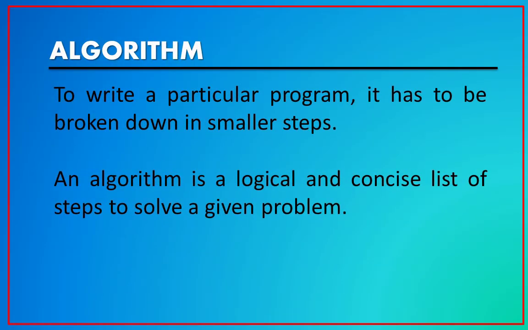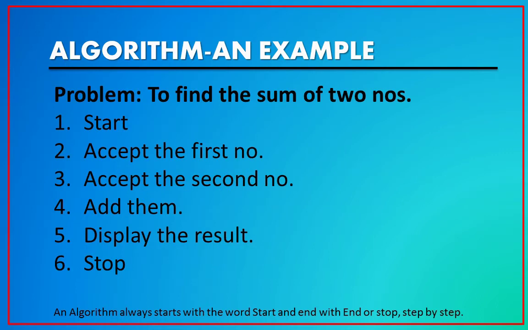Next is the algorithm. To write a particular program, it has to be broken down into smaller steps. That means a step-by-step approach. We can define an algorithm as a logical and concise list of steps required to solve a given problem. Let's see an example. For example, if you have to find the sum of two numbers, the algorithm will be: start, accept the first number, accept the second number, add them and display the result. Then finally you have to stop. Remember, every algorithm has to begin with the word start and end with the word stop.